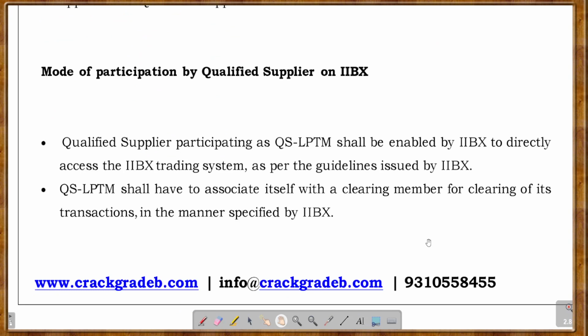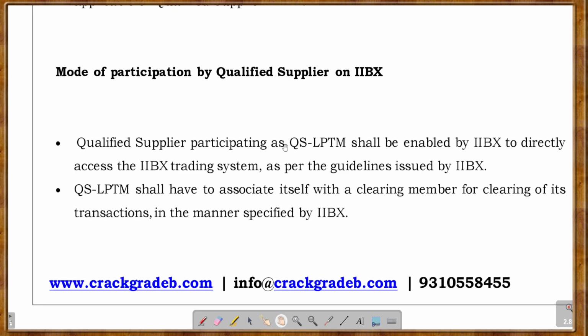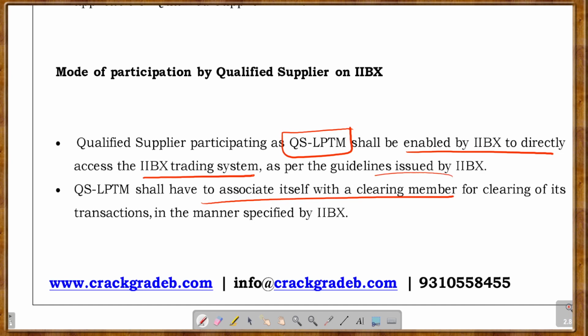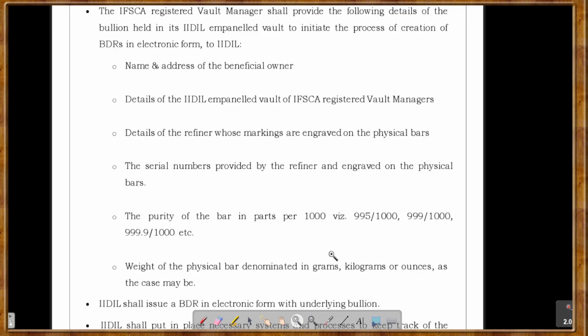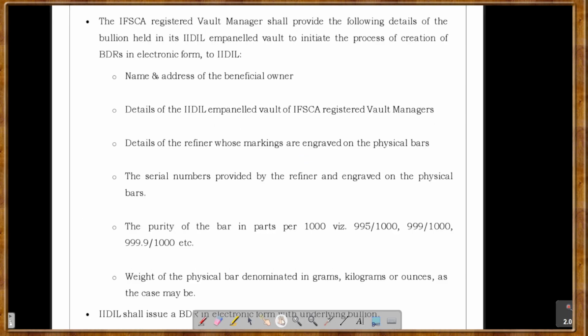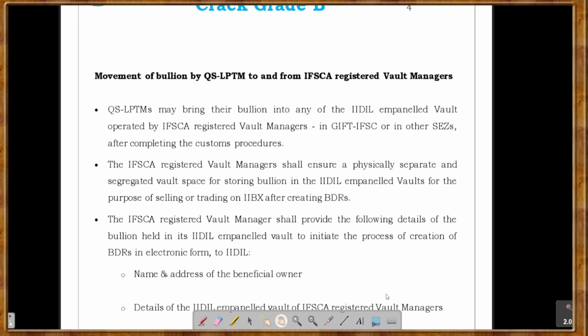Now, what is going to be the mode of participation by the qualified supplier on IIBX? How can you engage? A qualified supplier participating as a limited purpose trading member shall be enabled by the IIBX to directly access the trading system. Okay, and they also have to associate themselves with a clearing member. Obviously, you can just do the trading, so you have to engage with someone who could do the clearing for your transactions.